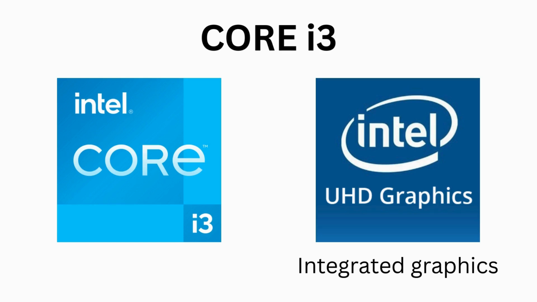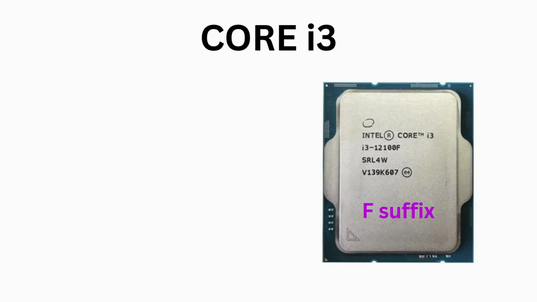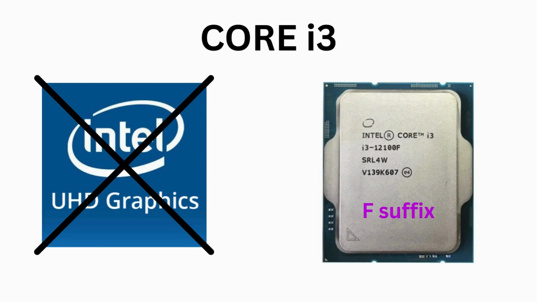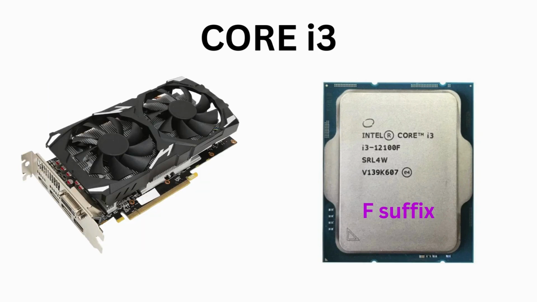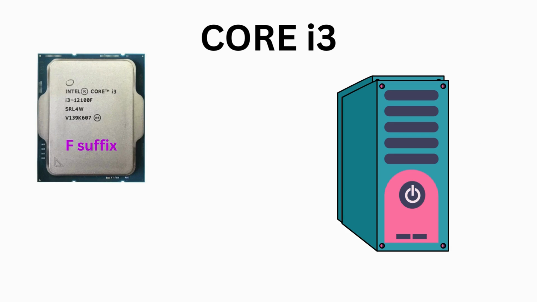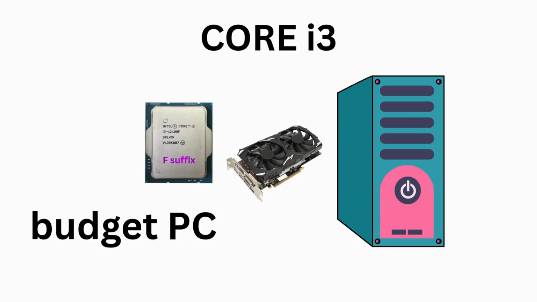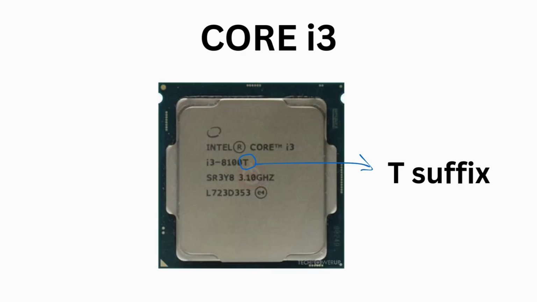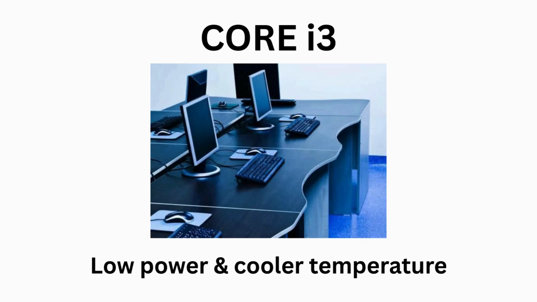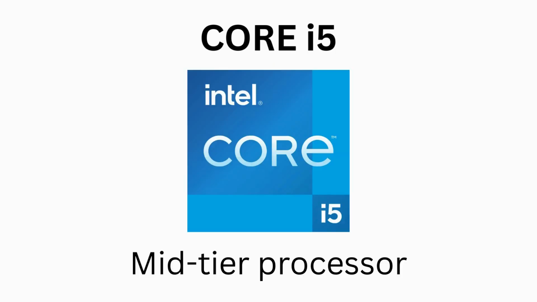On desktops, Intel Core processors usually come with integrated graphics, but some versions also have an F suffix. This means those CPUs do not have integrated graphics, so you need a dedicated graphics card in your PC. The good thing is that F models are usually a bit cheaper, making them a good option for a budget build if you already have a graphics card. There is also the T version, which is made for low-power desktops. This makes it ideal for compact PCs or office setups because it uses less electricity and runs at a cooler temperature.